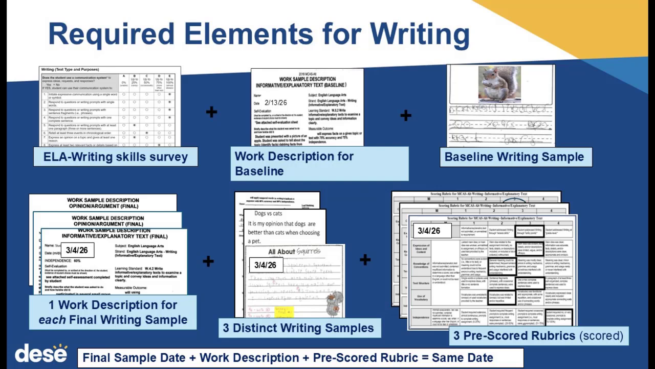Now, you want to make sure that the final sample has the date, and that date should correspond to the work description as well as the pre-scored rubric. So whatever date the student is doing the writing sample, you want to make sure that they all have the same date.